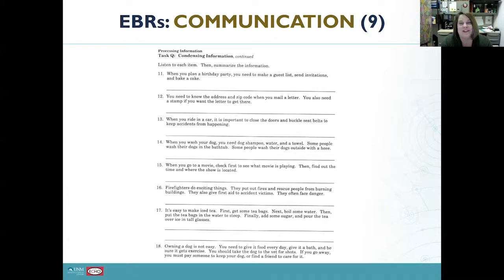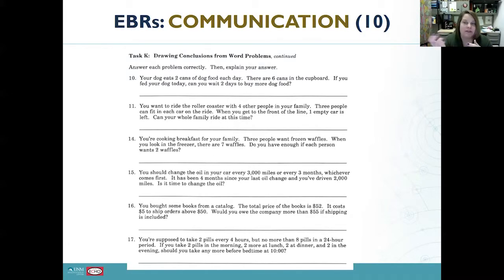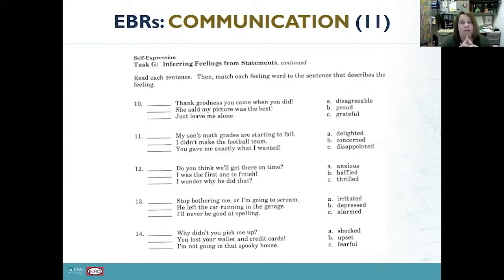The next one is drawing conclusions from word problems. So, there are details that are there. There's also some things that are implied. Are they able to work with both the details and implied information to come up with a conclusion that is correct? The next few slides are about feelings.